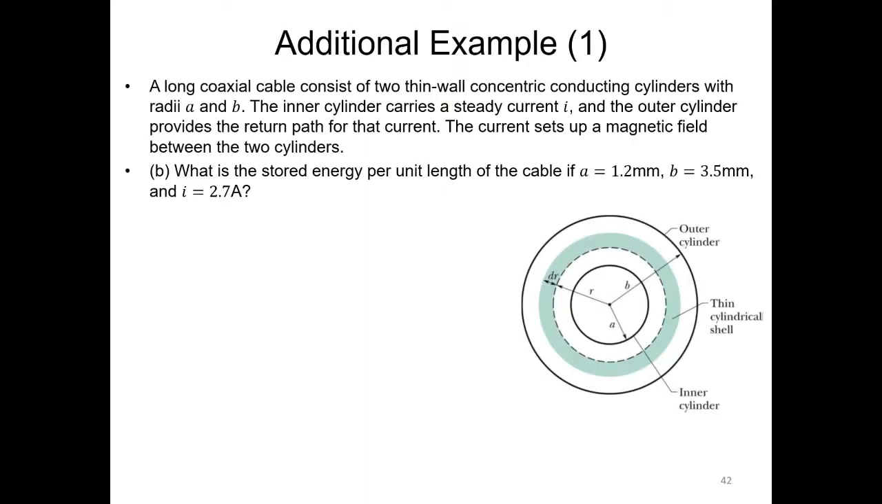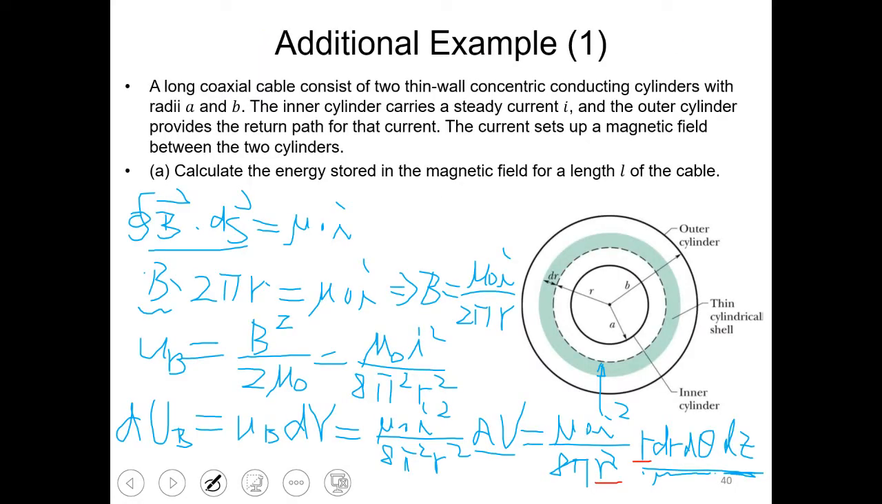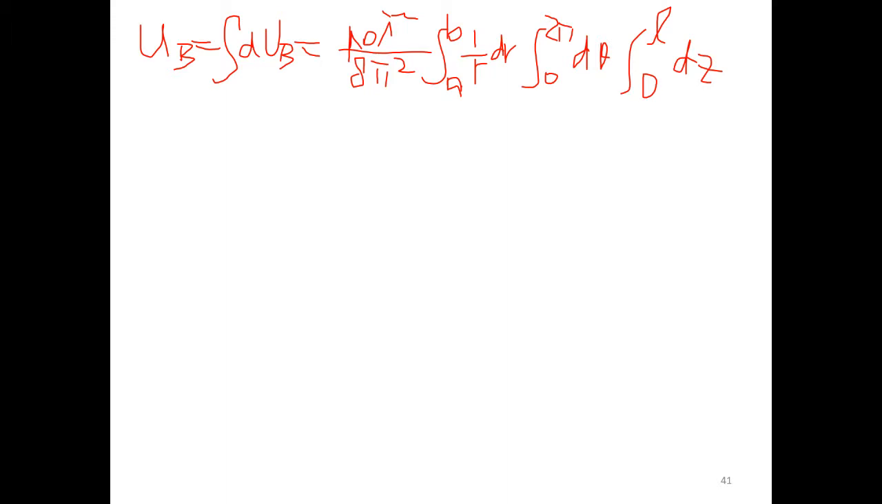because the magnetic field should be between these two layers. So we integrate from a to b. And theta, of course, integrates from 0 to 2 pi. And z is integrated from 0 to small l, because it tells you for length l of the cable. So the z-axis is from 0 to small l.